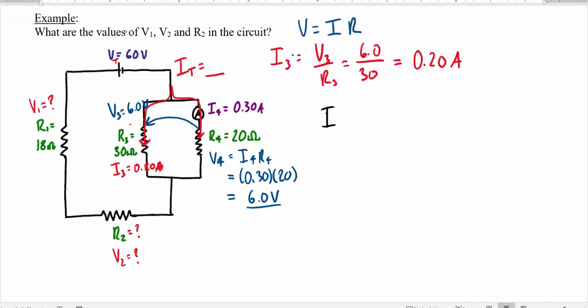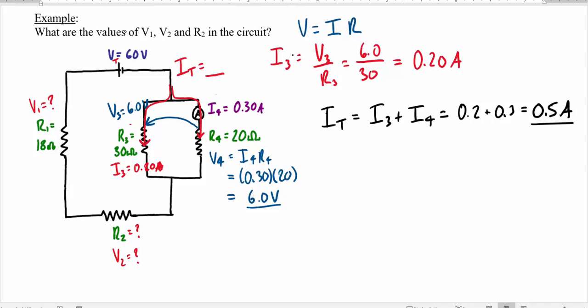So I total must just equal I3 plus I4. And so that's 0.2 plus 0.3, so 0.5 amps. So I've got half an amp going through my circuit. And you can see here how important it is to keep things organized. You can't just talk about voltage and current. You need to talk about voltage 1 or current or I3 or whatever it is. You need to keep things nicely organized. So I now know the total current through my circuit.